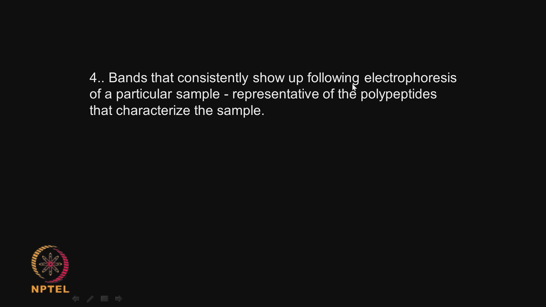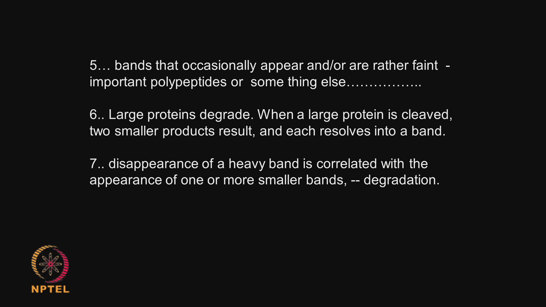Bands that consistently show up following electrophoresis of a particular sample mean the sample is characteristic of that particular polypeptide, so it keeps coming up again when we run electrophoresis. Bands that occasionally appear and are rather faint mean you have some important polypeptides or something else which we do not know.